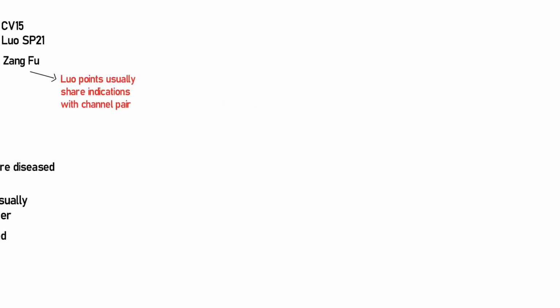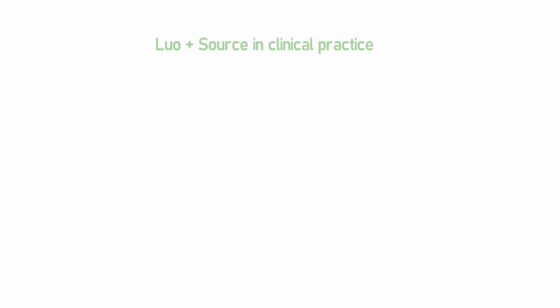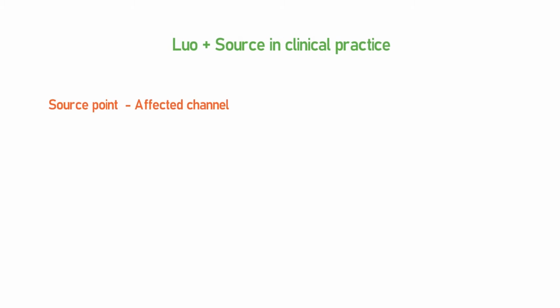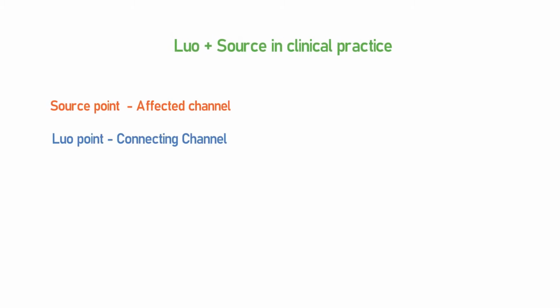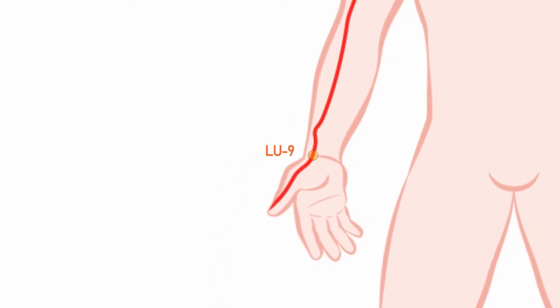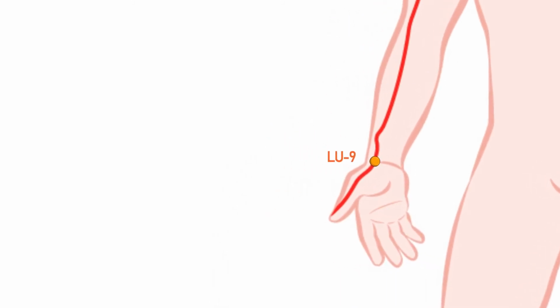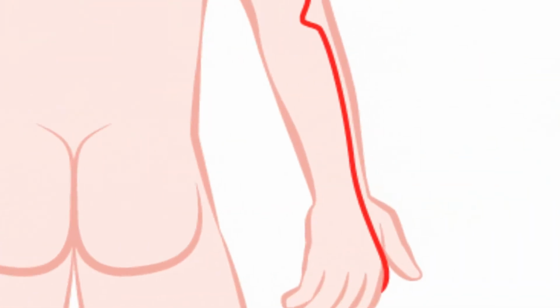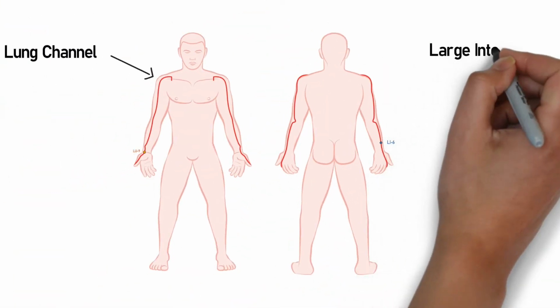So how do you use Luo source point combination? Usually, you use the Yuan source point in the affected channel and the Luo point in the connecting paired channel. Let me give you an example. If you have an anterior shoulder pain that you diagnose to be on the lung channel, you can use lung 9, the source point of the lung channel, and large intestine 6, the Luo point of the large intestine channel.